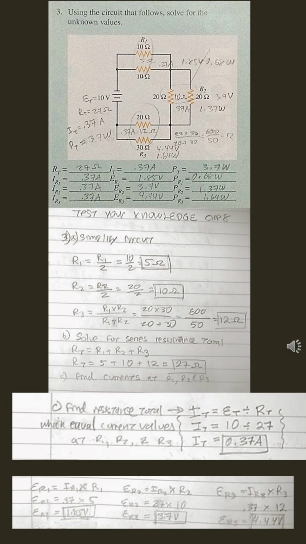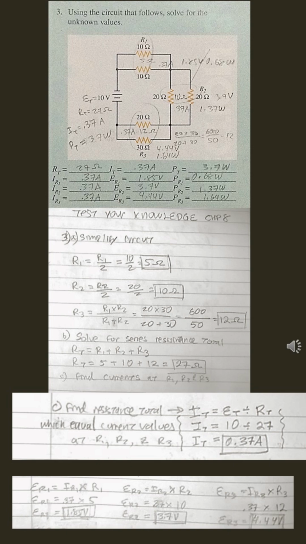So next, we move on to finding the current total. To find our current total, we have to find our resistance total, and for that we use Ohm's law. Current total equals voltage total divided by resistance total. We know our voltage total is given to us as 10 volts. So we divide that by our resistance total that we just found, 27 ohms, and that gives us 0.37 amps. And that is our current total.